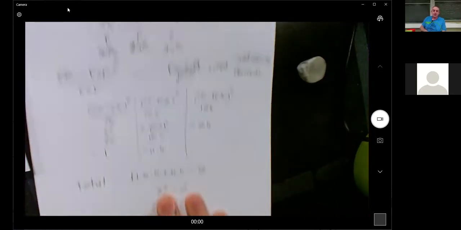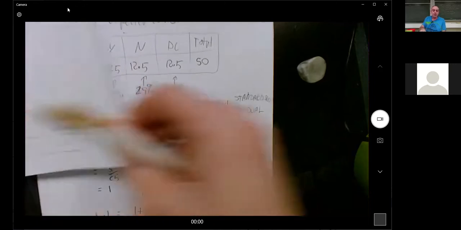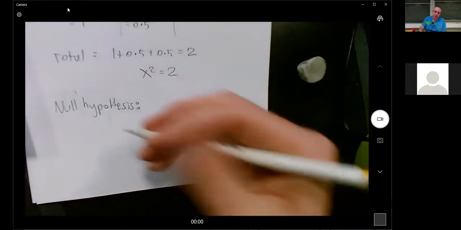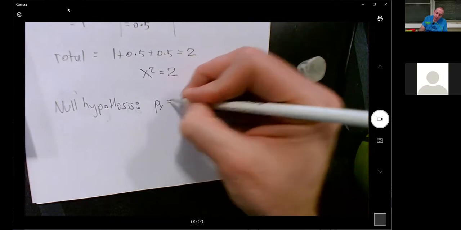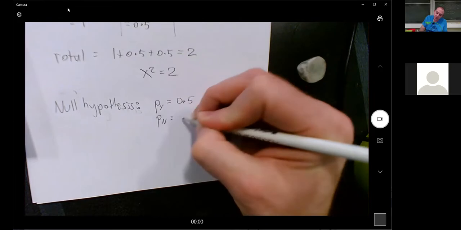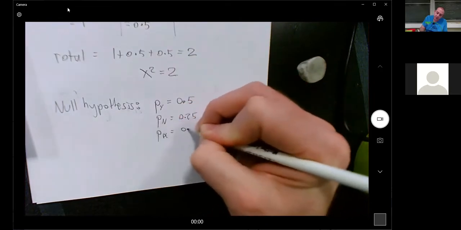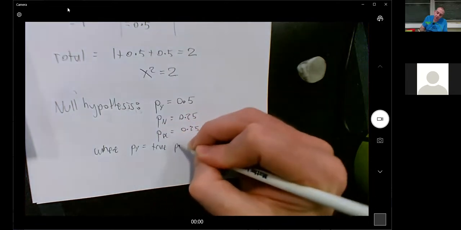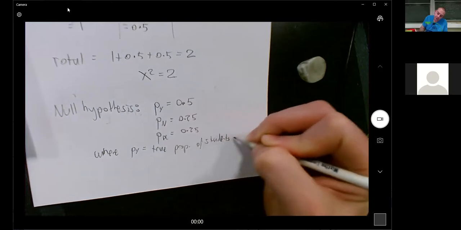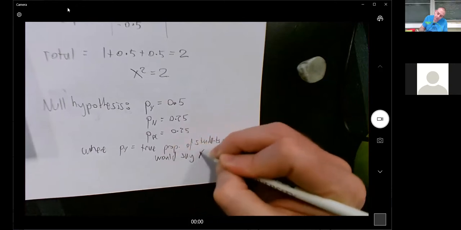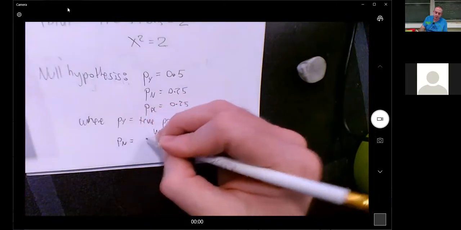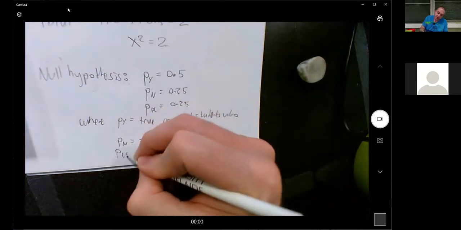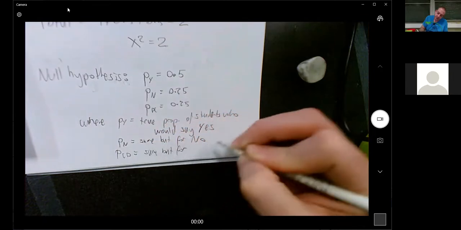It's just whatever you have to assume to do the calculations. So the null hypothesis is that we are going to imagine that this is the truth, and imagine all of the things that could have happened. Our truth that we are imagining is that these are the real probabilities. So the null hypothesis is that the proportion of yes is 0.5, the proportion of no is 0.25, and the proportion of don't care is 0.25, where P yes is the true proportion of students who would say yes, and P no is the same but for no, and P DC is the same but for don't care.